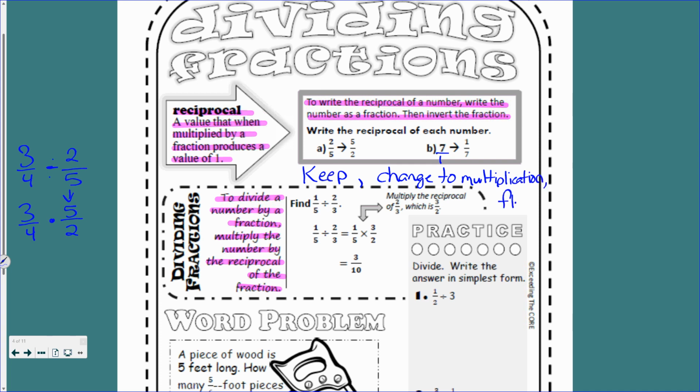And then flip. Any questions about that one? All right, so let's look at the example they gave us. They gave us 1/5 divided by 2/3.